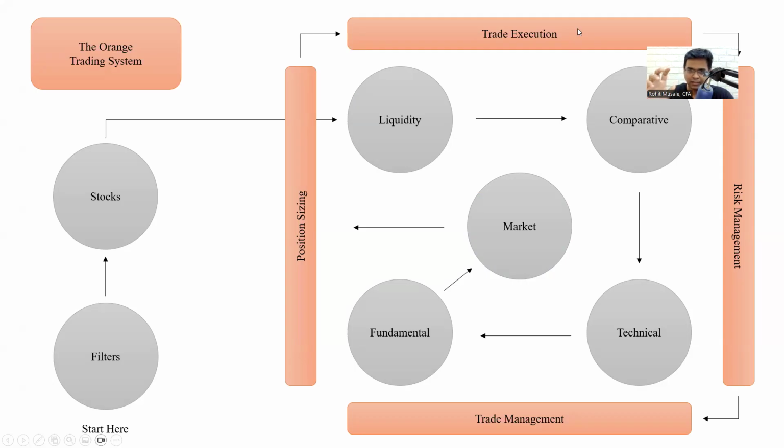You have to get it right. And remember, this is a flow chart. This is not just a diagram, it's a flow diagram. Liquidity comes before comparative, comparative comes before technical. There is a reason why I placed these items in a certain way. You have to check liquidity before you check the comparative. And after you have already determined the position size, then you go to trade execution. Whatever I discuss on my channel, ultimately everything is going to boil down to this orange trading system.